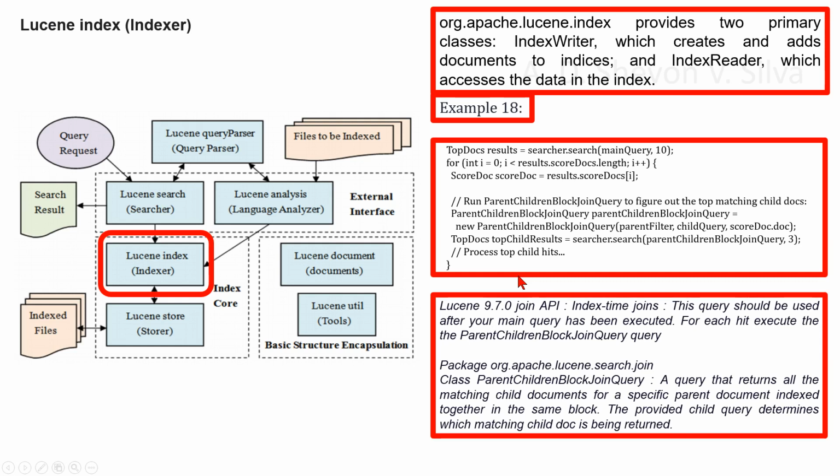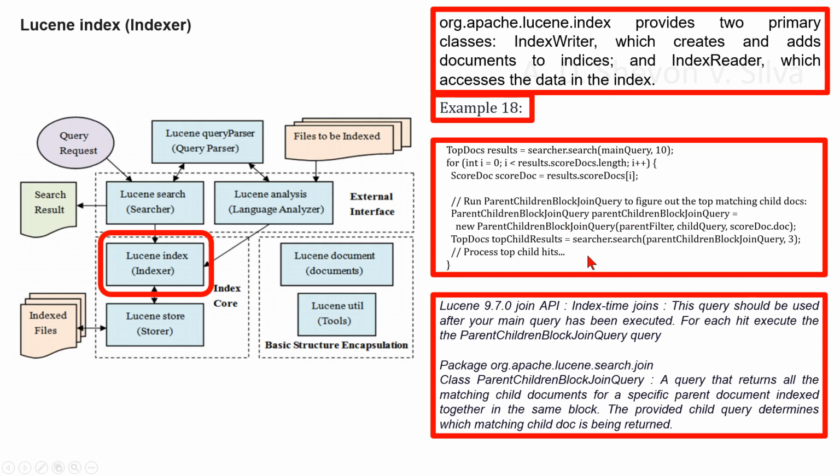If you care about what child documents matched for each parent document, then use the ParentChildrenBlockJoinQuery to retrieve, for a matched parent document, the child documents that caused it to match in the first place. This query should be used after the main query has been executed. For each hit, it executes the parent children block join query.